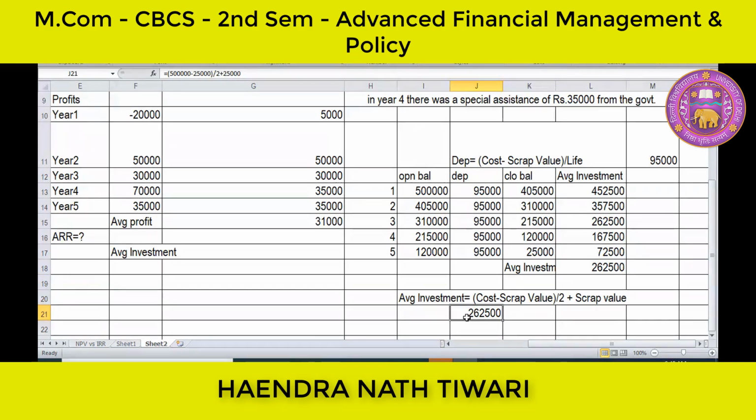Excuse me, sir. Yes. Sir, I was not able to get the first half of the equation, cost minus scrap value divided by 2. Can you please explain it again? Yes, I will explain again. Don't worry.